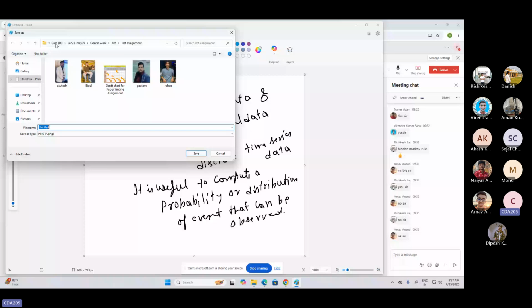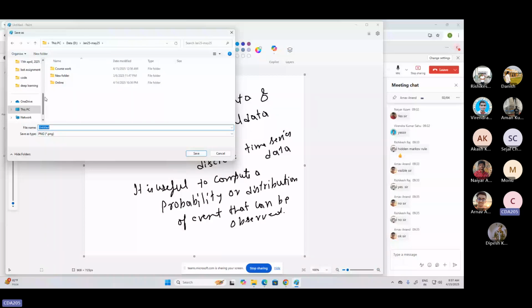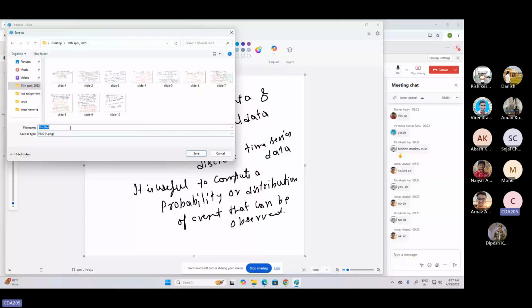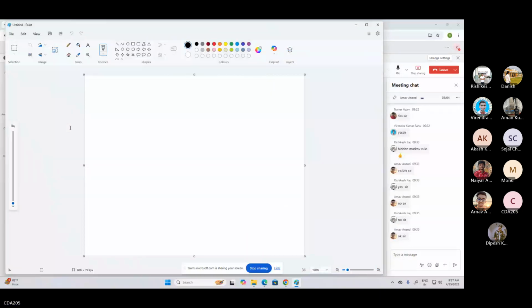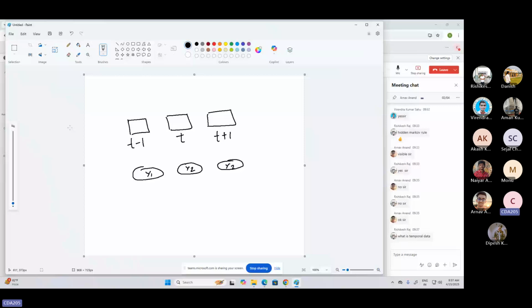On slide 11, we can see this is one state, another state, another state. This is t, this is t plus 1, this is t minus 1. Each one is a state. That is y1, y2, y3. We will come to that, Rishikesh, during the solved example.